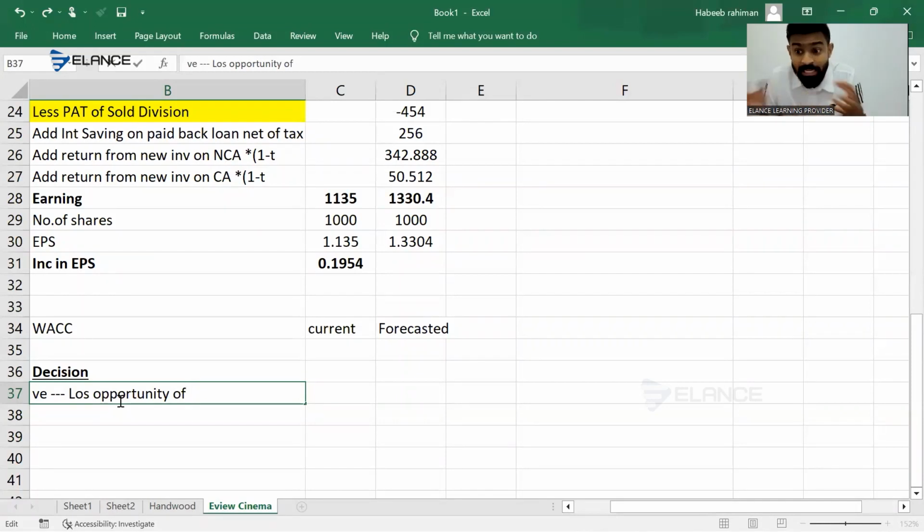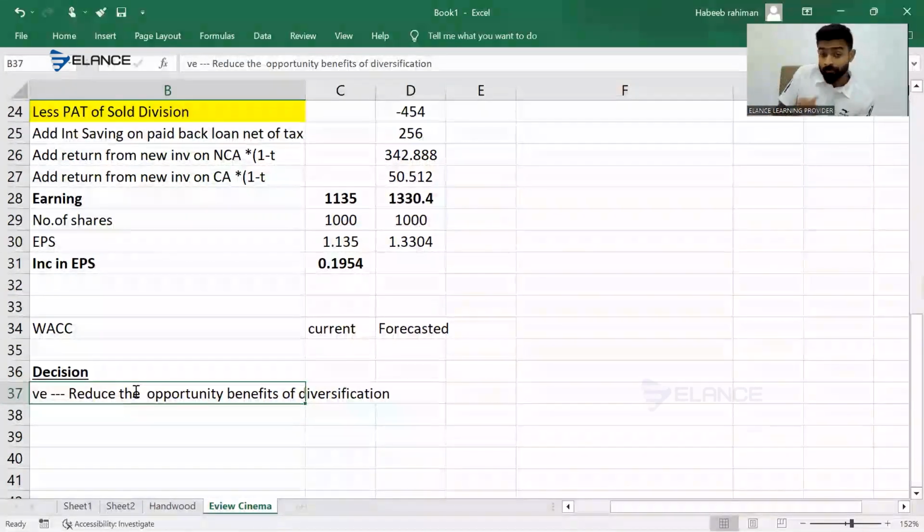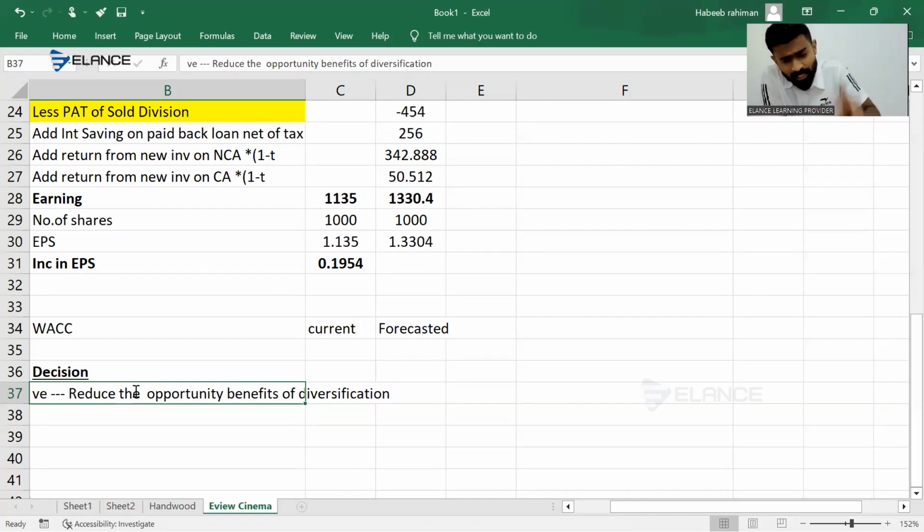So while this is not demerging, we are selling off a division, right? This will reduce the opportunity benefits of diversification. Are we becoming more diversified or less diversified after selling off? Less diversified. So yes, there are general comments that could be used in any sell-off question.